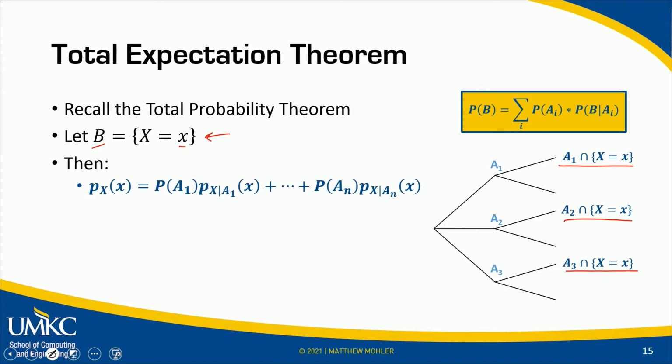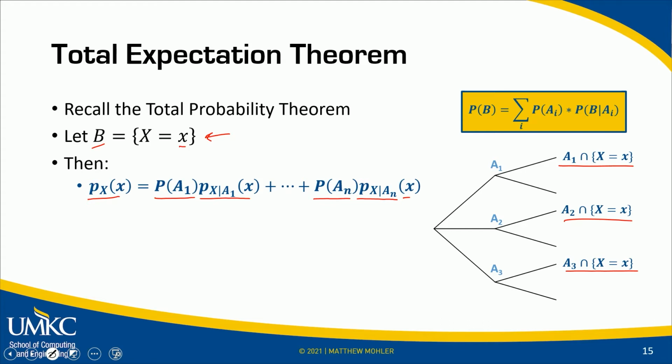Based on that, we can say that the PMF of a specific value of the random variable X is equal to the probability of A sub 1 multiplied by the PMF of X given A sub 1, and we can sum all of those up to A sub n. So in the nth case, it would be the probability of A sub n multiplied by the PMF of X given A sub n for that specific value of little x. Hopefully that makes sense.